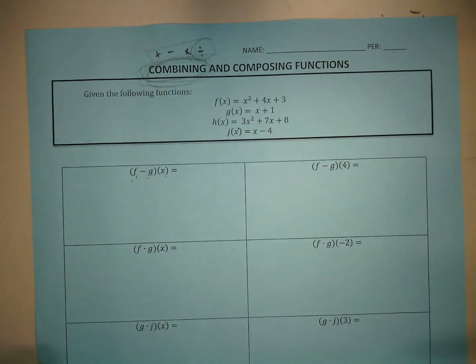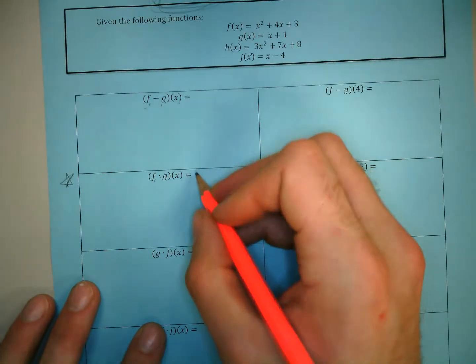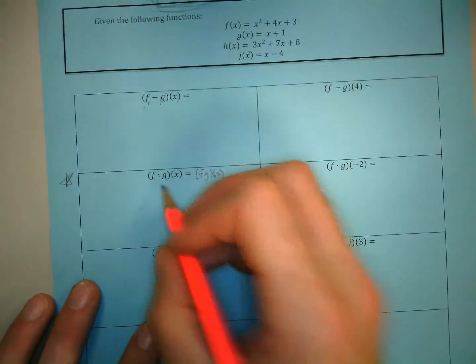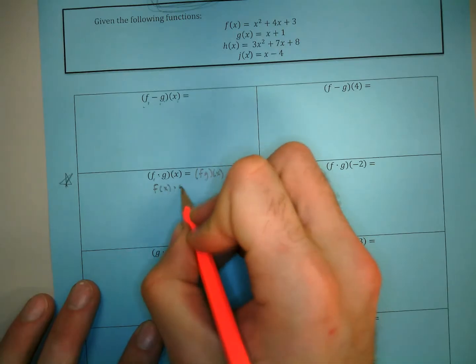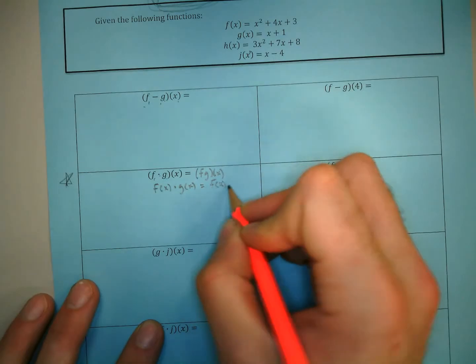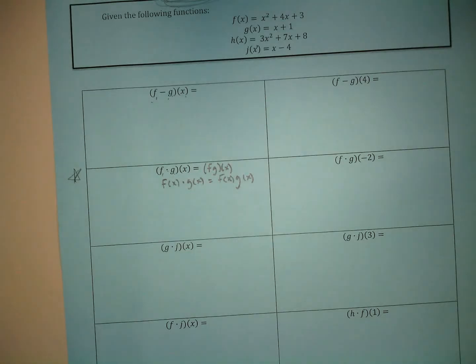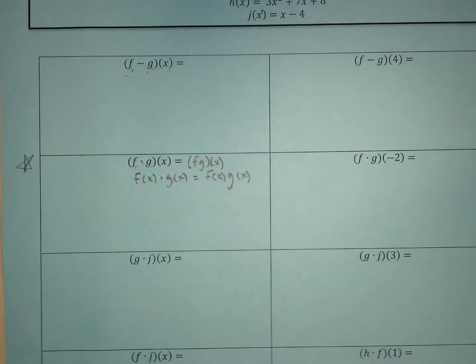Let's do one. I think we did a couple of these in class. Let's do this one here. (f times g)(x), which you remember we could write a couple different ways. You don't have to have the dot there, or it could also be f(x) times g(x), or you could just do f(x)g(x) like that. Those all mean the same thing. Let me zoom in a little bit here, guys.